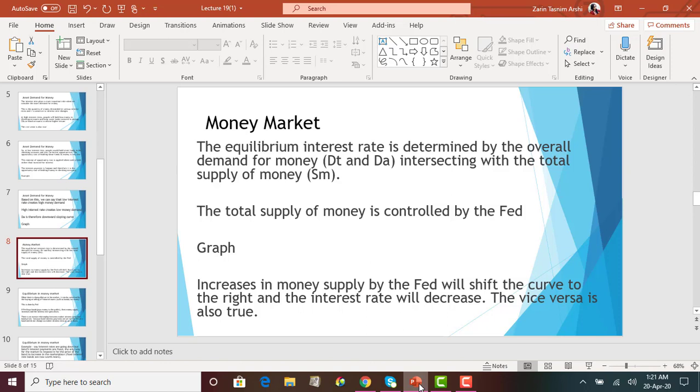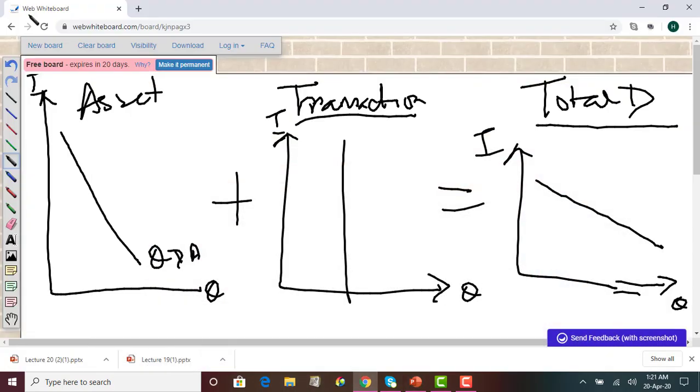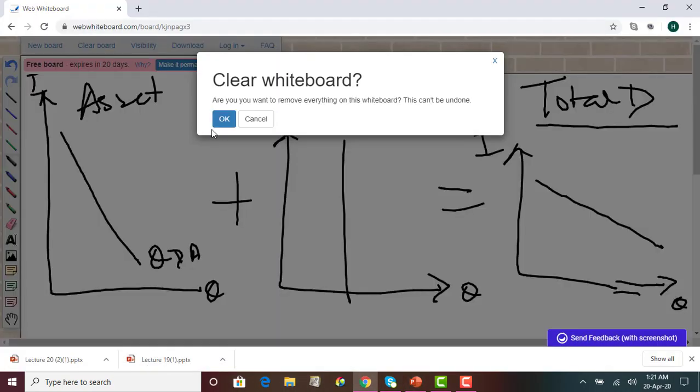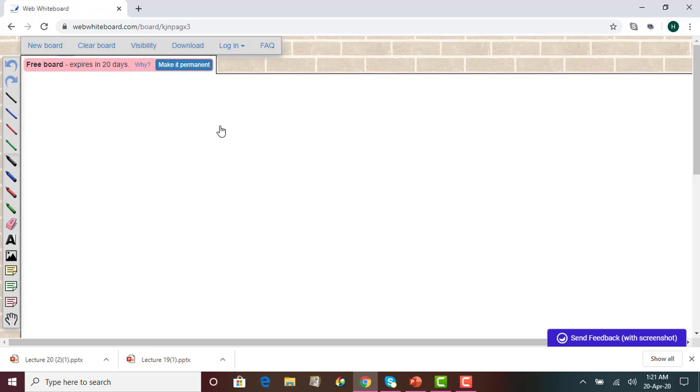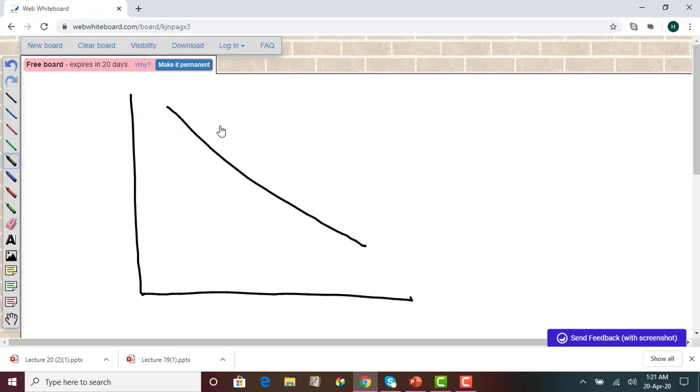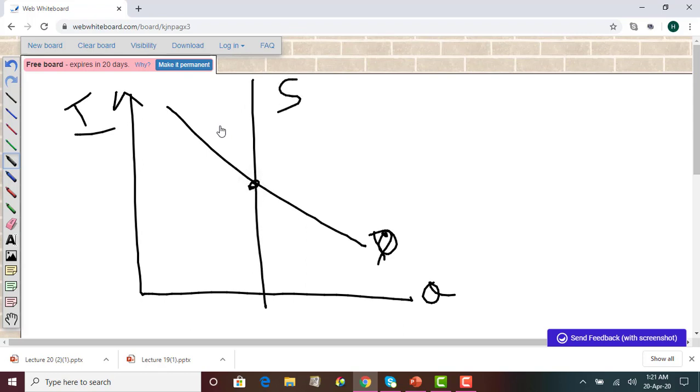If they want to increase the money supply, the supply curve will shift to the right. If they want to decrease the money supply, the supply curve will shift to the left. So basically, we will have a graph. This is the demand curve and the supply curve is this, and this is the equilibrium interest rate.